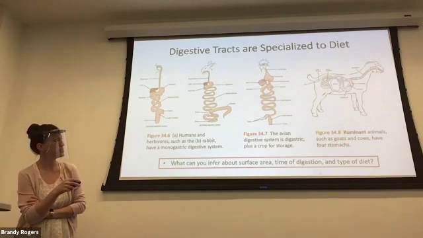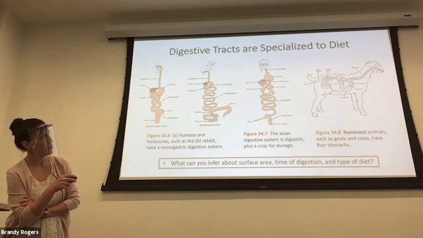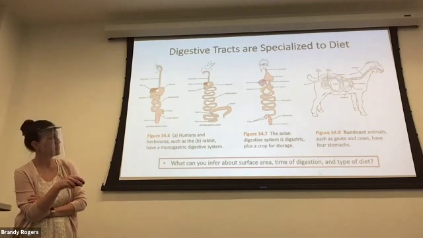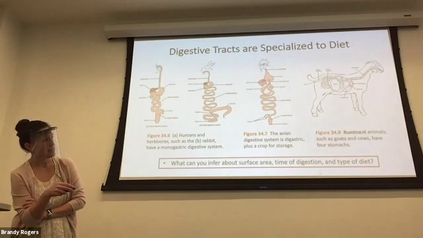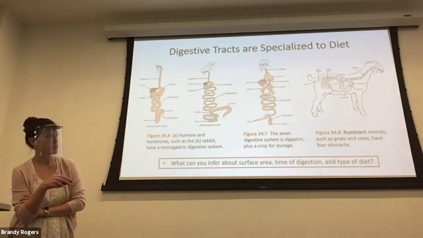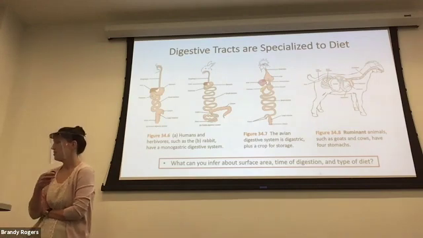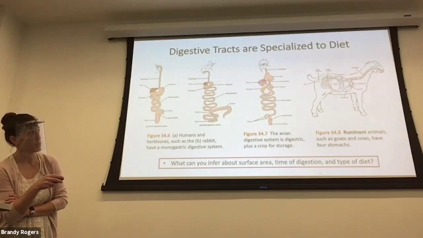So birds do it a little differently. They've got this area where they can eat a whole bunch of stuff and then digest it a little bit at a time through their two stomachs. And then ruminants, like I mentioned before, ruminants are things like cows and goats, have four stomachs. So they can spend a whole lot of time digesting stuff.